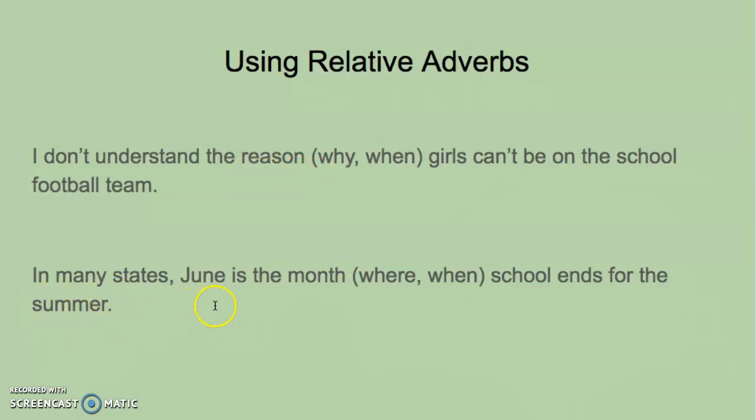In many states, June is the month where or when school ends for summer. In many states, June is the month where school ends for the summer, or in many states, June is the month when school ends for the summer. Well, we know that is referring to time, June is, so our obvious choice is when. The rest of the phrase tells us more information about the month.